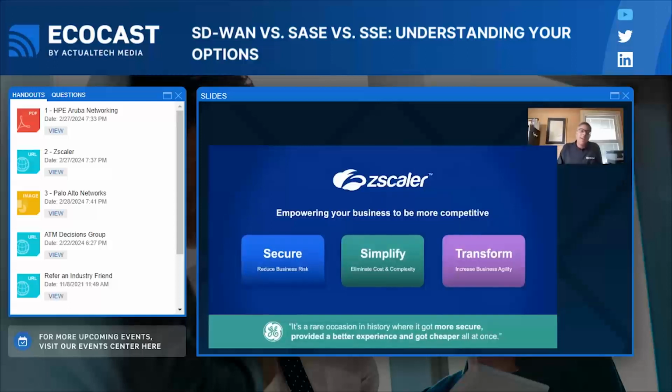And funny, I'll end with a quote. This is from one of our customers who basically said, it's rare that you'll find a solution that provides more security, better user experience, and cheaper all at once. But frankly, this migration to SASE, SSE, SD-WAN really does enable all of those types of benefits. So thank you very much for listening today.